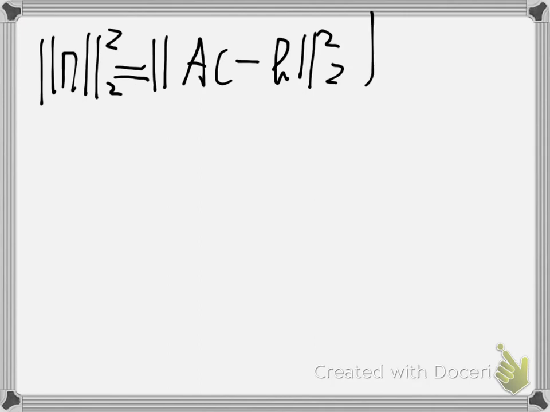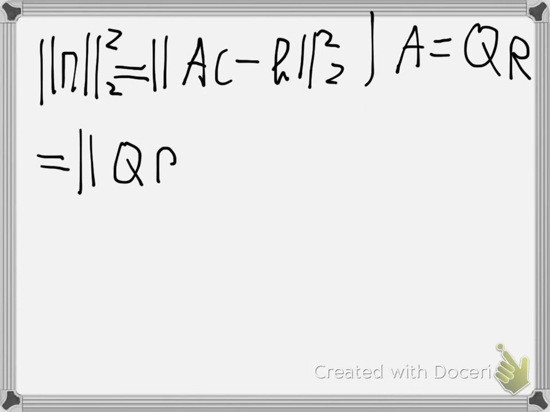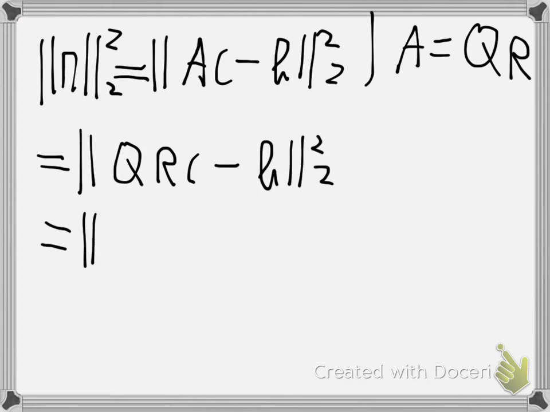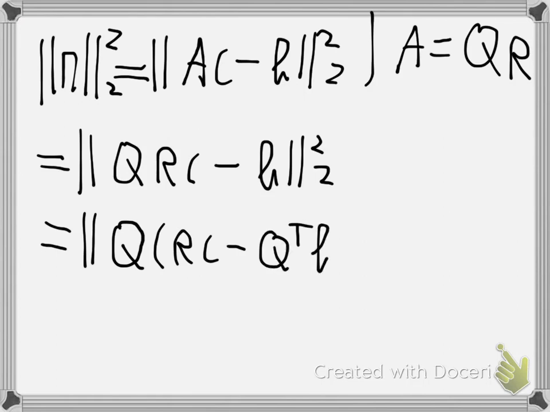Now remember that the QR factorization is when you decompose a matrix into two matrices Q and R. If we substitute that, we get QR times C minus B. Now we can factor out the Q, and here we can write Q transpose B. Why? Because Q is orthogonal.